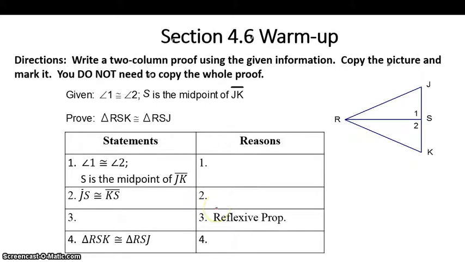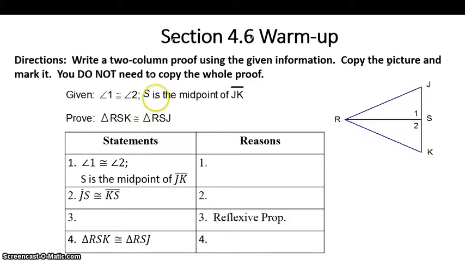Okay, so here is your 4.6 warm-up. So take out a blank piece, or take out your warm-ups. And you don't have to copy this whole proof part here, but you do need to copy the picture, mark the given information, mark anything else that you can mark like we normally do, and then just number 1, 2, 3, 4 and fill in what the blank should be. So go ahead and pause this while you do that.